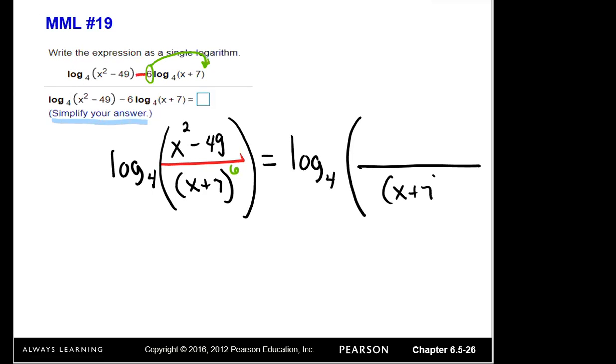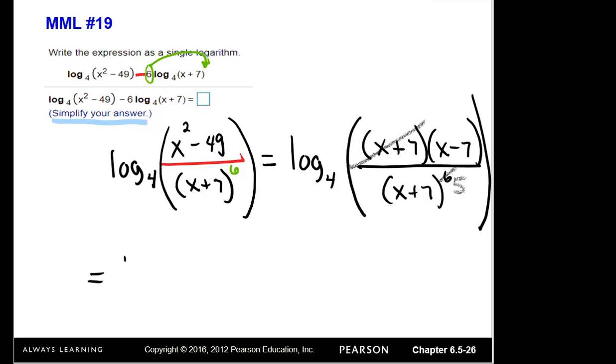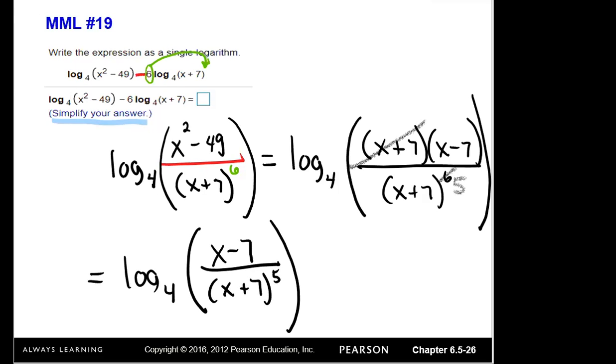And the numerator can be factored because that's a difference of two squares. That's an x plus 7 times an x minus 7. And at this point, I can simplify. This x plus 7 will cancel out one of the 6, leaving you with 5. So my final answer is log base 4 of an x minus 7 over an x plus 7 to the 5th power.